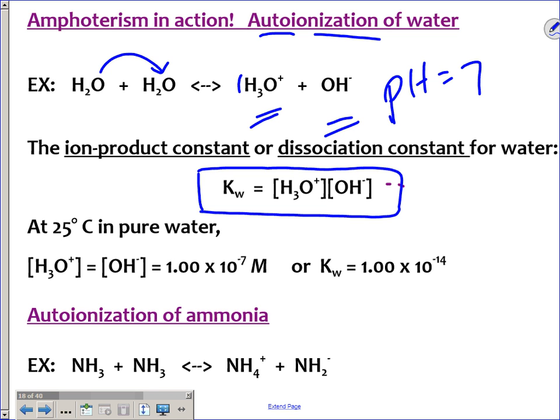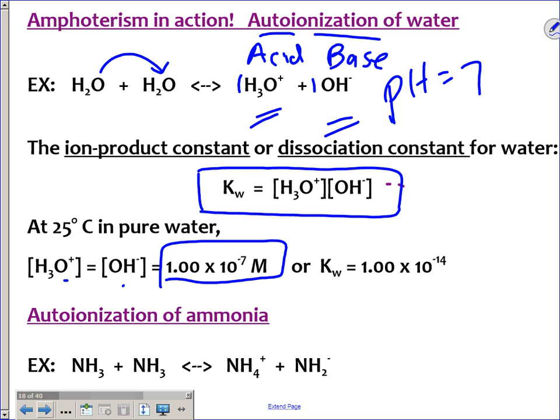If you have a 1-to-1 ratio, the hydronium is the acid that's forming, hydroxide is the base that's forming, and so equal amounts makes it pH 7. That comes into play whenever you see the concentrations are equal. So hydronium's concentration equals hydroxide's concentration, and those concentrations are 1 times 10 to the negative 7th. Plugged in here, 10 to the negative 7th times 10 to the negative 7th is 10 to the negative 14.